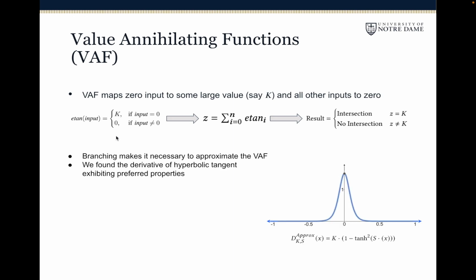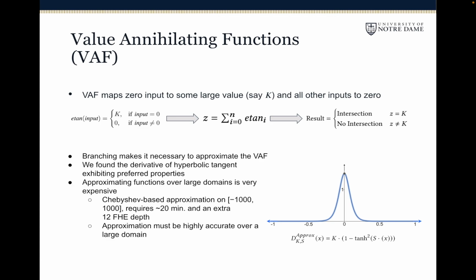Now, as you can see here, there is a branching operation occurring, which is very hard to compute in FHE. So we need to approximate this function. We found that the derivative of hyperbolic tangent is a perfect candidate for approximating this kind of behavior.